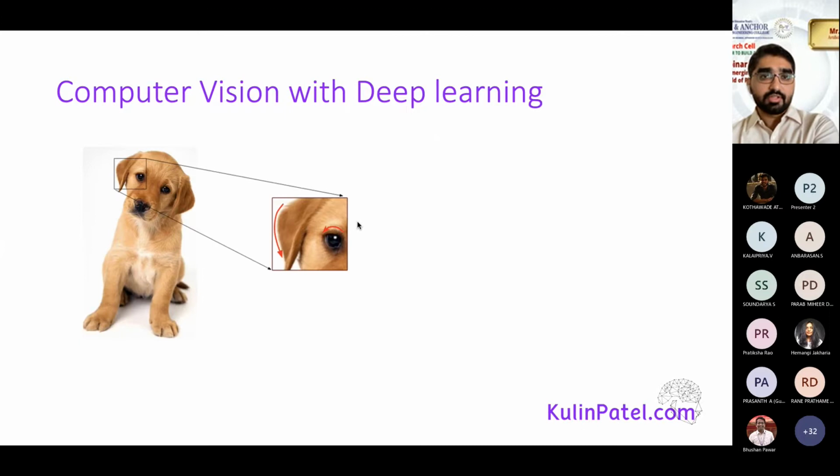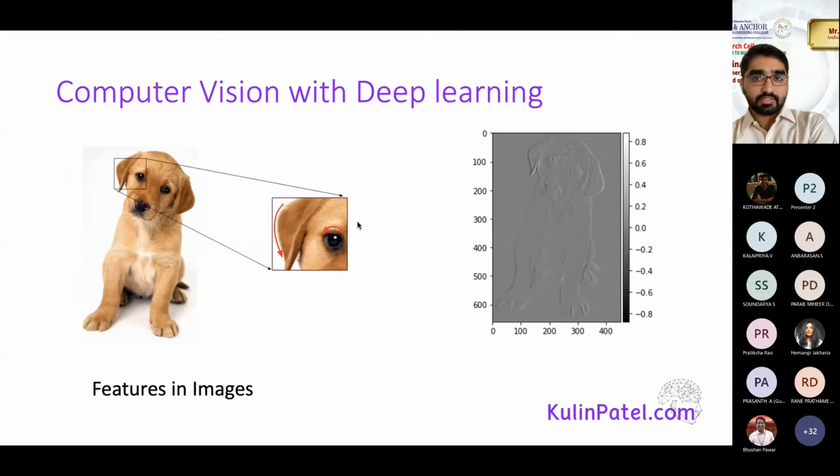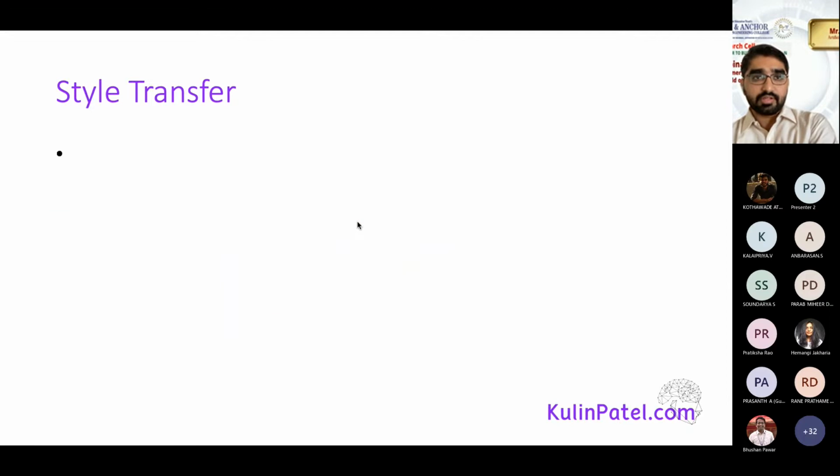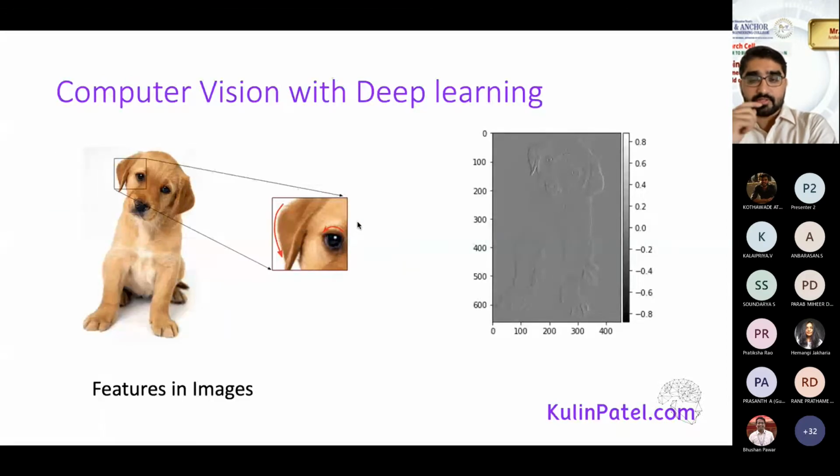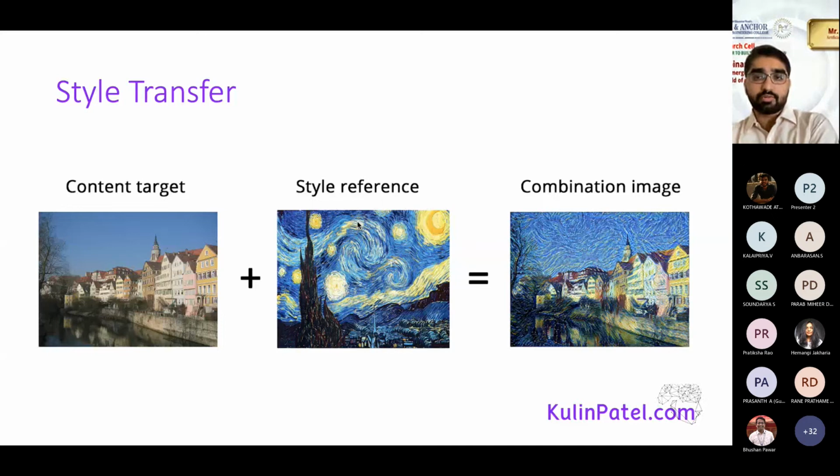Now, computer vision with deep learning. What it does is find the features or the style in the images. Let's say in this image we have a dog, and it has some specifications, like the ear of the dog, so it finds them. These are the features. Sometimes features can be explained in different ways also. On the right-hand side you can see the embossed image, which can also work as a feature of this image. There are many features in an image, but we cannot do it manually, so we need the help of deep learning.